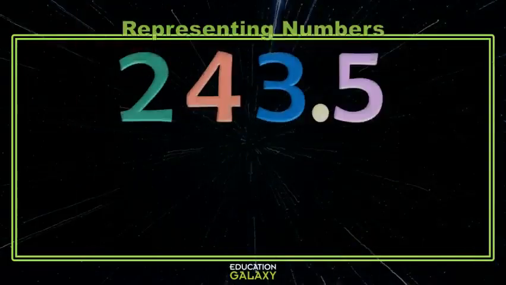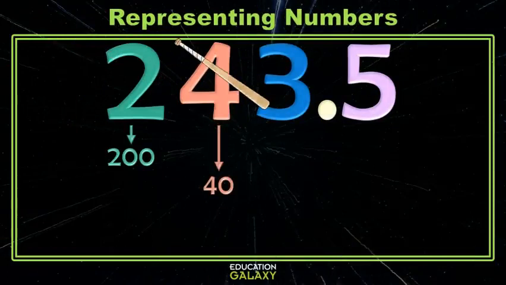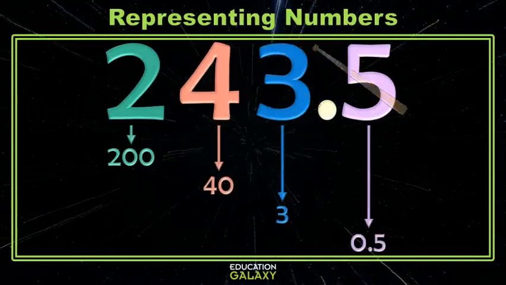We're going to start off the same way. We're going to break our 2 into 200, break our 4 into 40, our 3 into 3, and our 5 in the tenths place into 5/10. Makes sense, right? Now we want to write each of those as a product based on their place value.